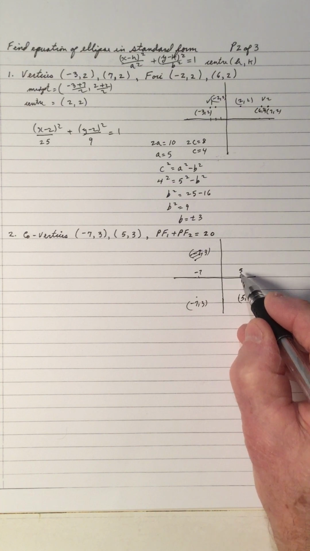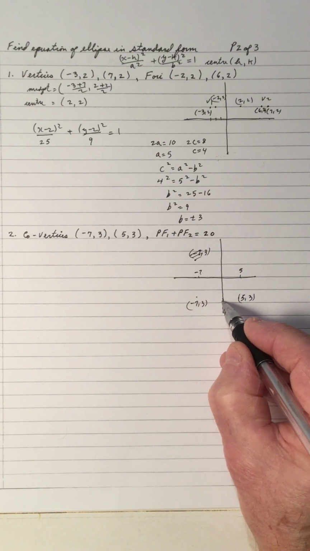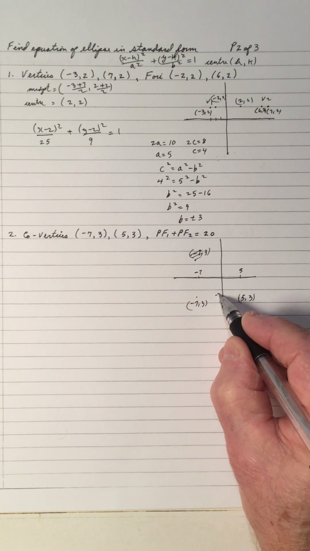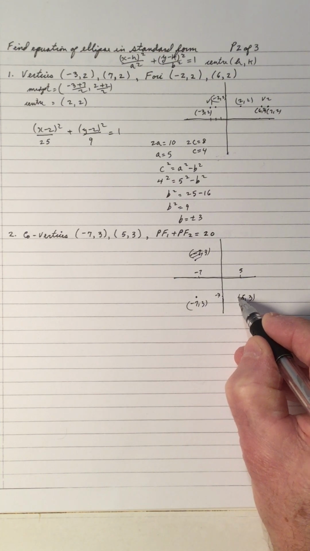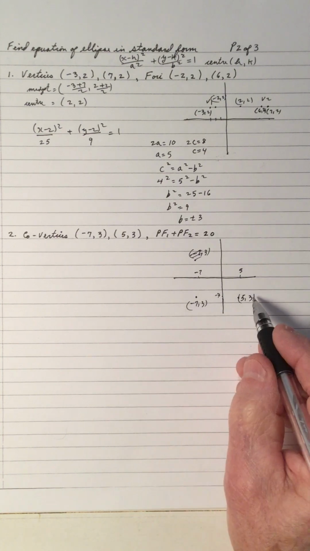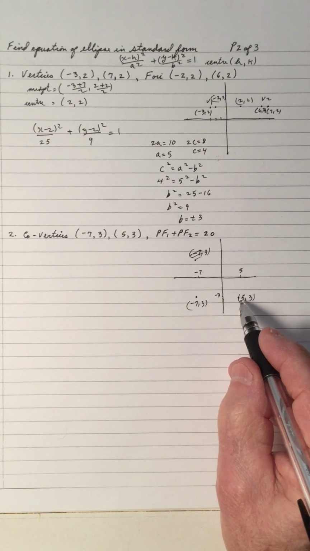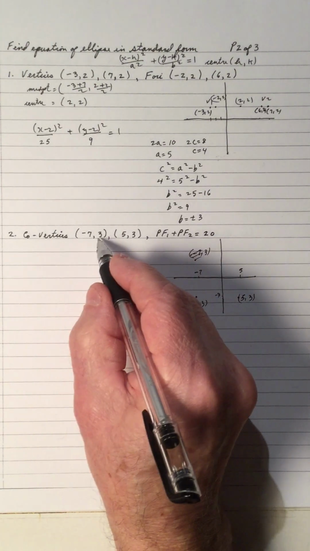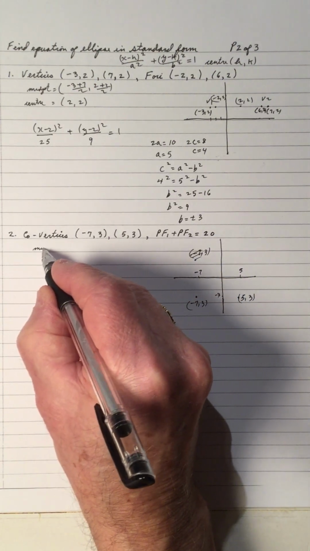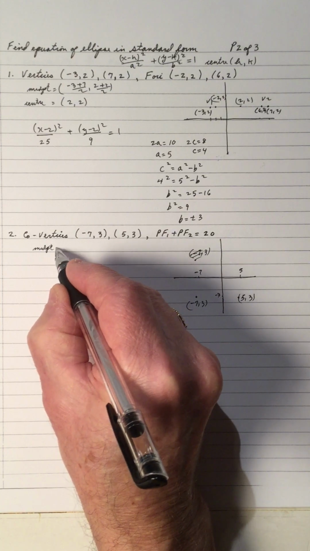And x is 5, and negative 3 is right here. So there's the co-vertices right there. And the co-vertices are horizontal, so that's the A. So that means the A is the center. Let's get the center of this one. So the midpoint is the center.